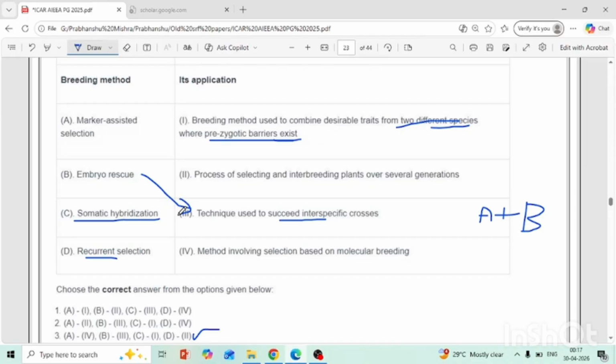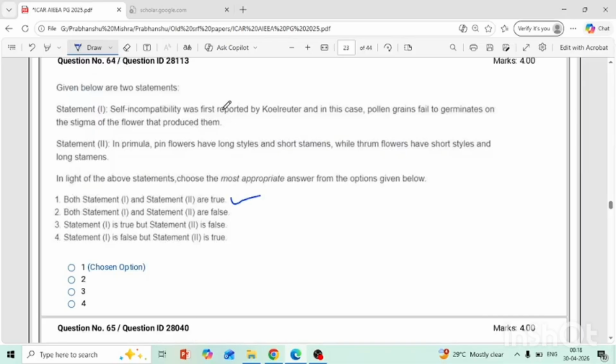Next question is, self-incompatibility was first reported by Correns, and in this case pollen grains fail to germinate on the stigma of the flower that produced them. Okay. Another is, in primula, pin flowers have long styles. Yes, it is true. And short stamens. And thrum has just the opposite, short style and long stamens. Means pin has a long style, and thrum has a short one. You just remember the style, no need to remember the stamen.